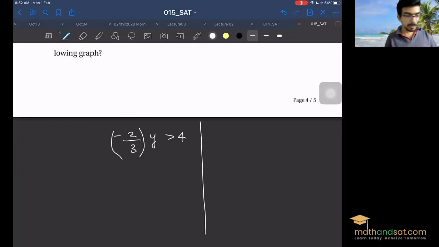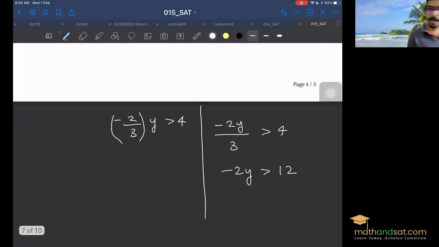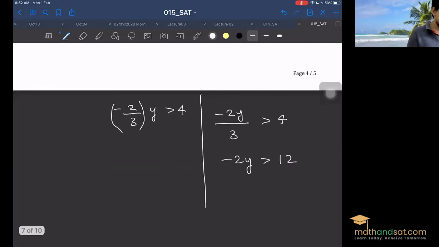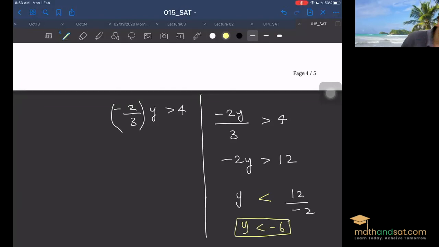I'll give both methods. Anjali is saying this is basically minus 2y divided by 3 greater than 4. So multiply both sides by 3, and we have minus 2y greater than 12. Now divide by minus 2 on both sides. So we have y, here it is 12 by minus 2, but the inequality will reverse. So we have y less than minus 6.